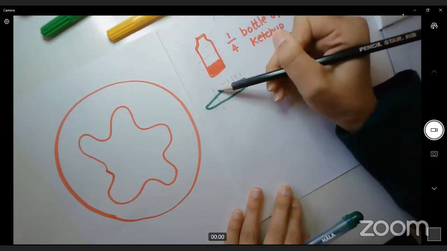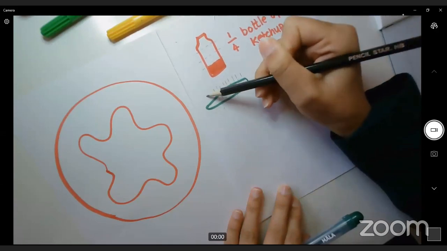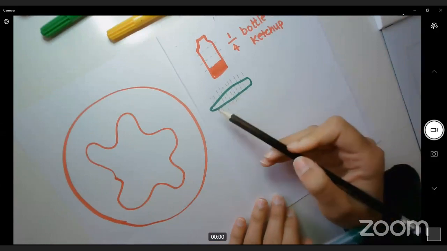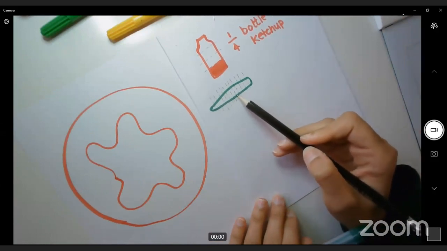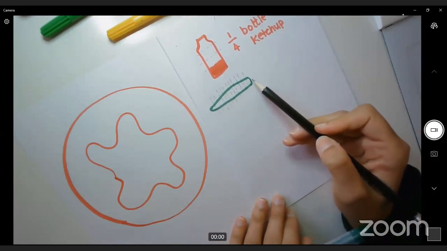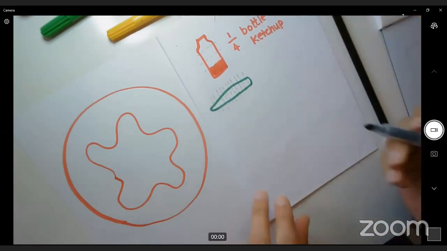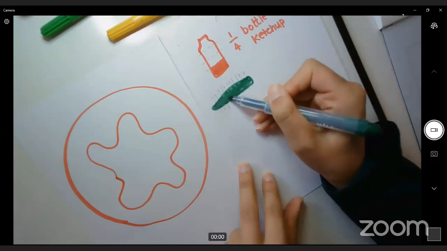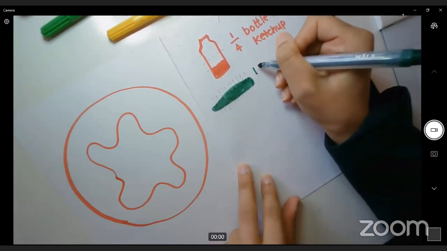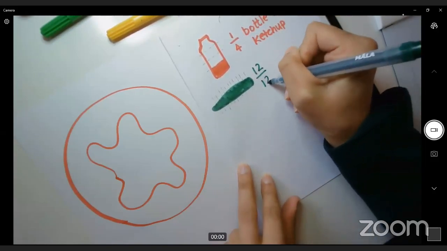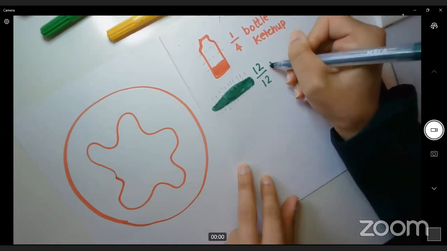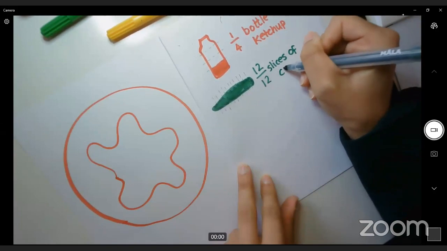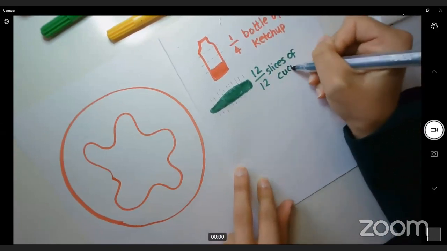So I've got my quarter and then I'm putting 2 more lines in. If I've done that correctly, I should have 12. 1, 2, 3, 4, 5, 6, 7, 8, 9, 10, 11, 12. So I've got 12 pieces here and I'm going to colour the entire thing in because I'm using the entire cucumber. So this is 12 out of 12, I should say, slices of cucumber. And that makes a whole cucumber in this particular case.